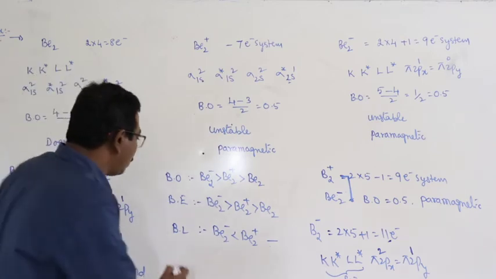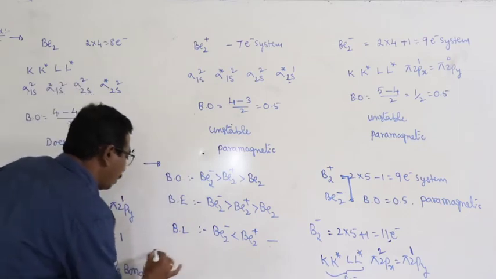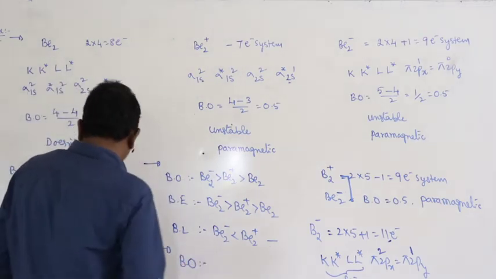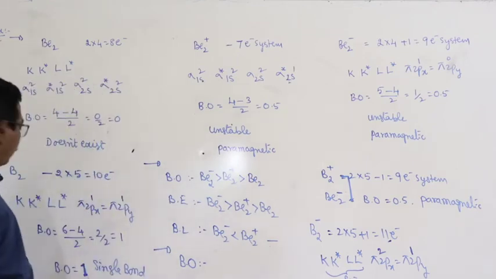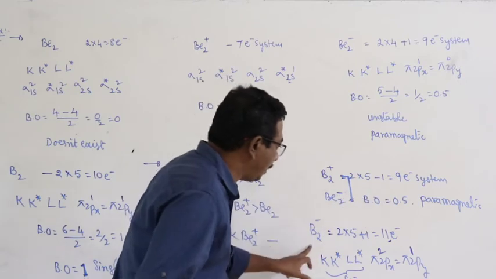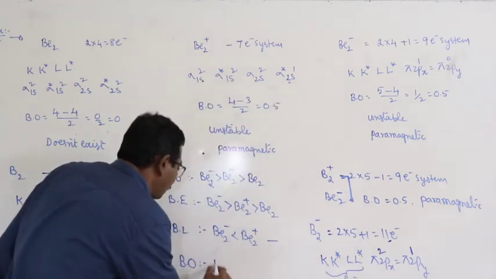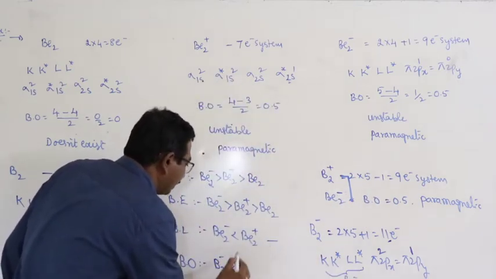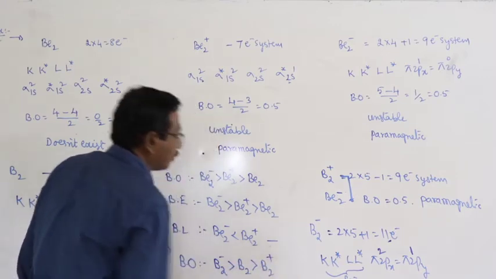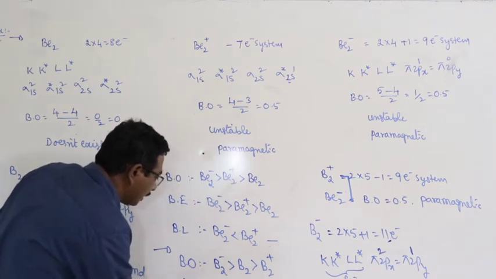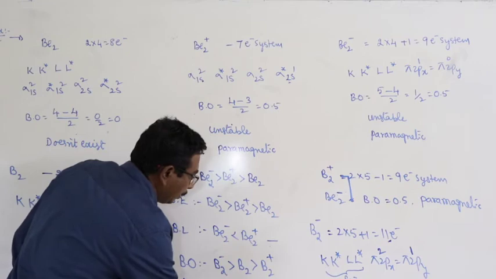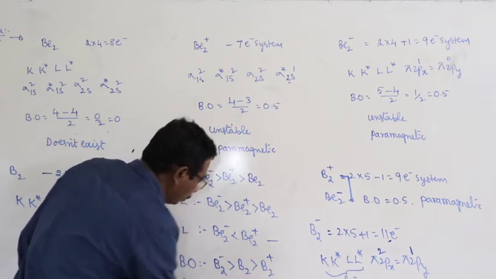1.5. What about the bond order of boron species? Bond order. Here, boron species B2: 1. B2 plus: 0.5. B2 minus: 1.5. B2 minus greater than B2 greater than B2 plus. What about the bond energy? Same, B2 minus greater than B2 greater than B2 plus.